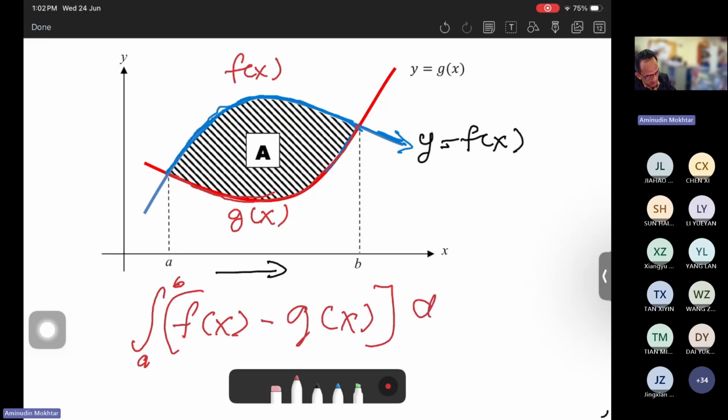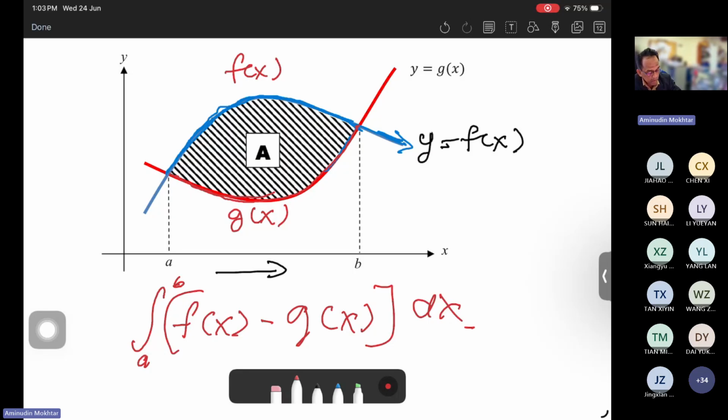Okay, that is the formula. Why f(x) minus g(x)? Because f(x) forms the upper area of the curve. The upper boundary of the curve belongs to f(x), and the red line belongs to g(x).